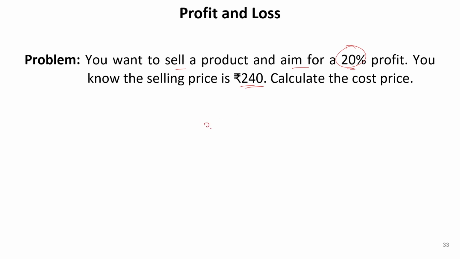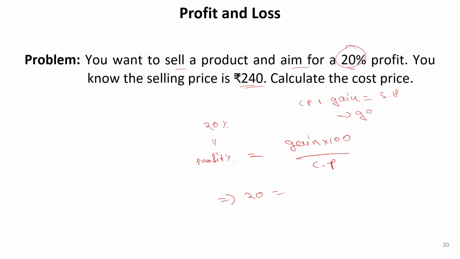We know that 20% profit. So this will be equal to what? Profit percentage is equal to gain into 100 whole by cost price, that is CP. So this implies that 20 is equal to gain is what? We don't know the gain price, right? But we know the selling price. So selling price is equal to what? Selling price is equal to CP plus gain. So this implies that gain is equal to selling price minus CP.